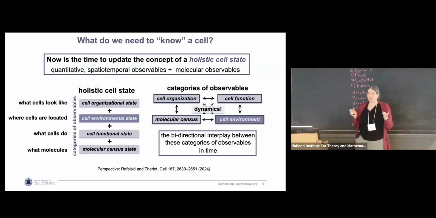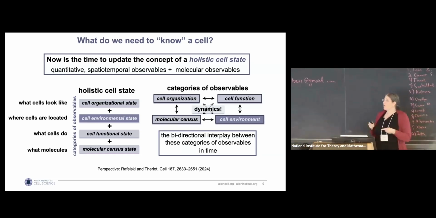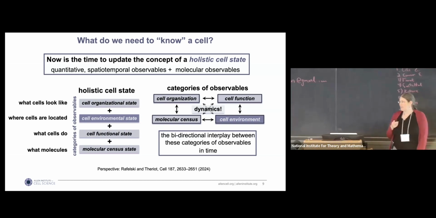As Julie showed you earlier, we believe, and I think many of you do here as well, that if we understood the bidirectional interplay between, say, just molecular observables, but more broadly, holistic cell observables and their behavior in time, that we would start to get to understanding a cell.